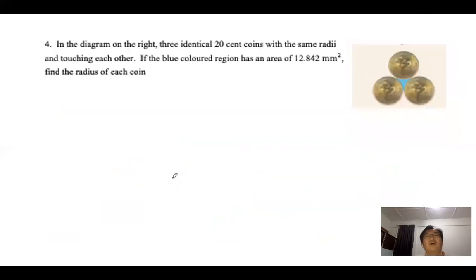So number 4, this question also comes from your textbook. You can see in the diagram on the right, 3 identical 20 cent coins with the same radii. Radii means radius, the plural. Okay, and touching each other. If the blue region has an area of 12.842 millimeter square, find the radius of each coin. So the coins will be the same, right?